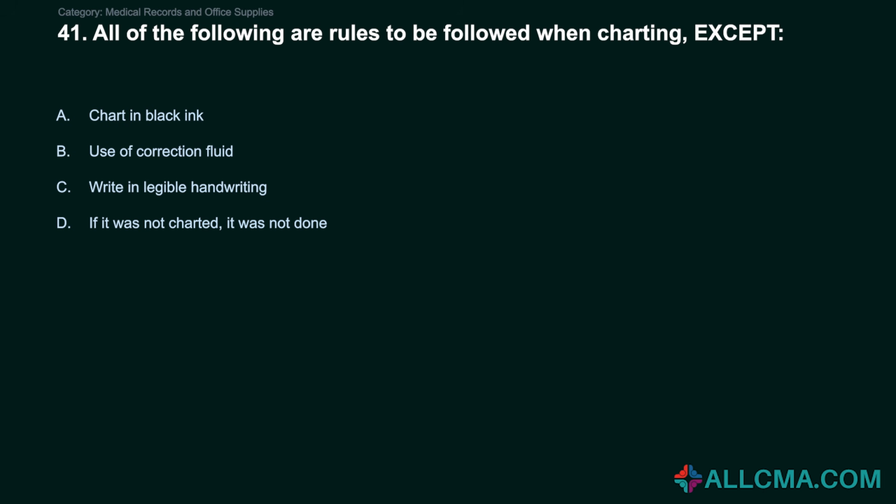41. All of the following are rules to be followed when charting, except: A. Chart in black ink. B. Use of correction fluid. C. Write in legible handwriting. D. If it was not charted, it was not done. Correct answer, B. Use of correction fluid.